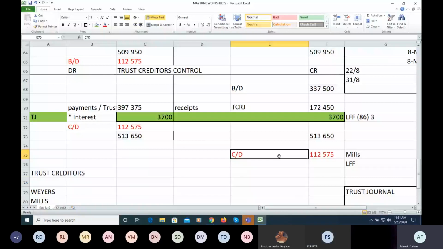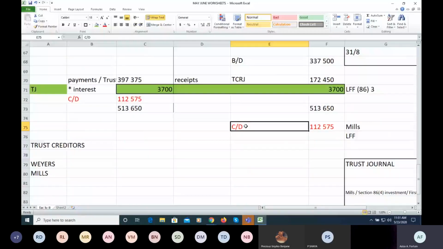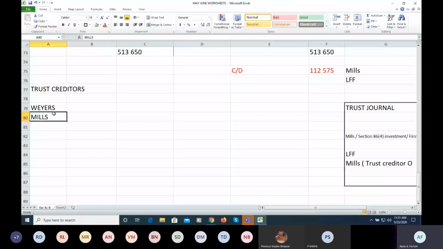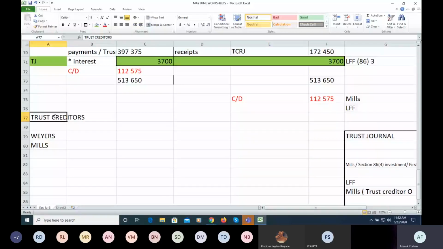Okay, so now I want you to do the trust creditors account for Weyers and Mills. Okay, those two accounts. Do you people also get confused if I say I want you to do the trust creditor or the client's account or some account? Do you get confused, like, you know what to do, but you just don't know what is the name of that account? Are you people confused with stuff like that?